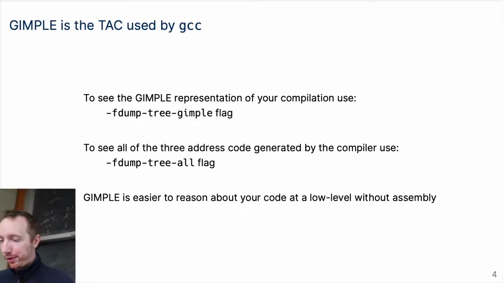GIMPLE is the three-address code used by GCC. If you dig into it, you can use these flags if you're interested. Again, this isn't part of the course, it's mostly for interest's sake. But it's generally a lot easier to read than handwritten assembly.